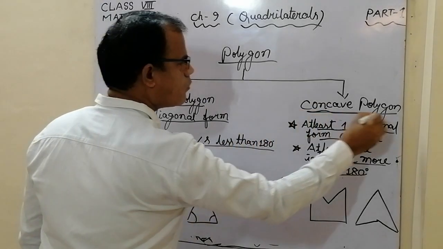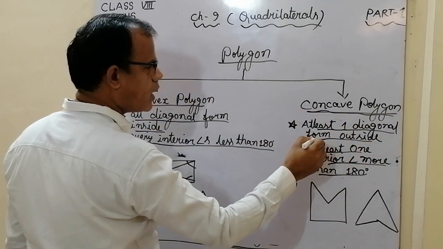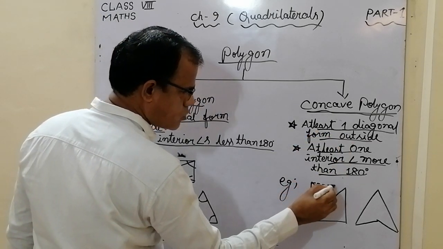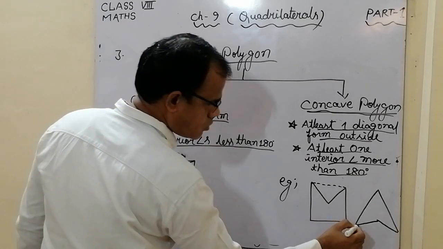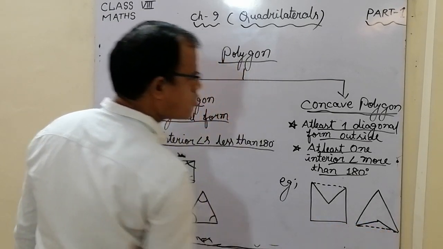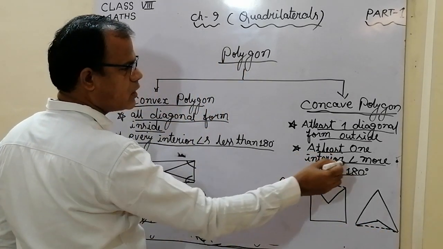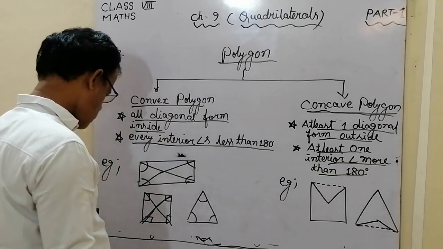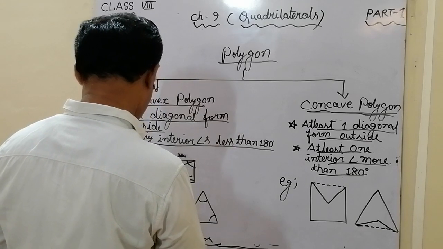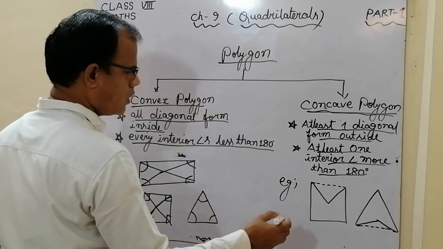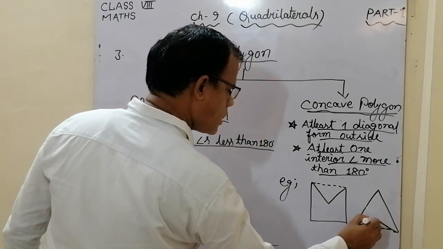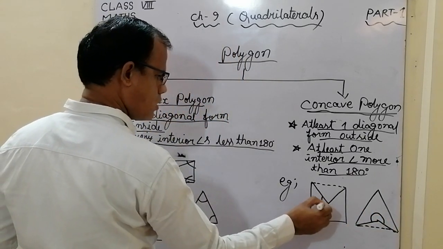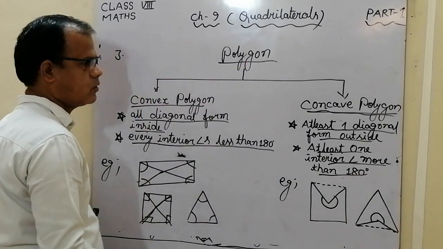Now concave polygon, here at least one diagonal forms outside. Look here, this diagonal forms outside. Here also look, this diagonal forms outside, and at least one interior angle is more than 180. So we can say that here you can see this angle is more than 180. Here also this angle is more than 180.